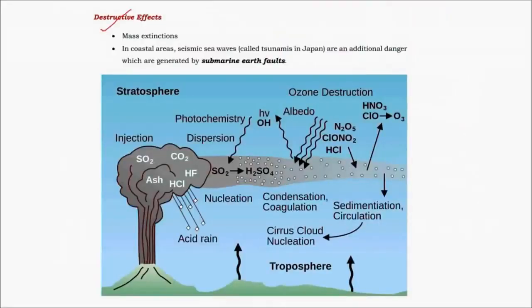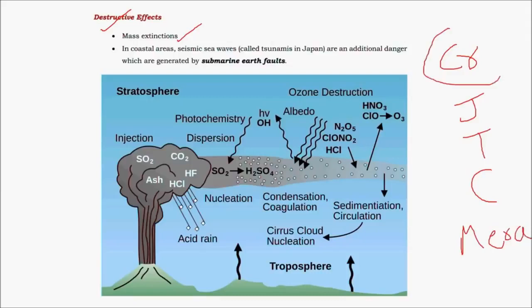Coming to destructive effects, volcanic activity is mainly associated with mass extinction of species few million years ago, especially during Cretaceous times, which has Jurassic, Triassic, and Cretaceous period, which are all part of Mesozoic era. So there was a huge mass extinction in this Cretaceous period, that is the last period in Mesozoic era.